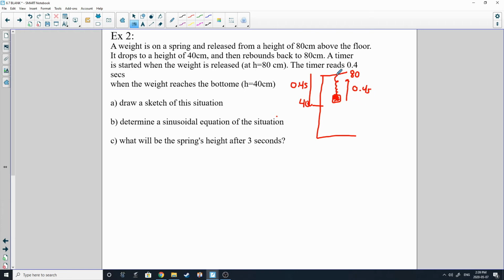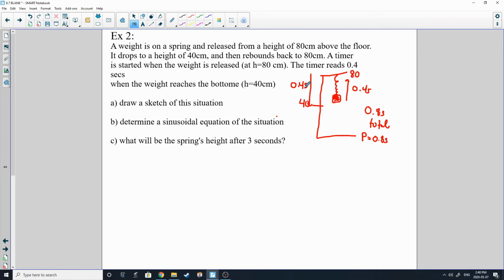Which means that in total, to get from where it started down here and then back to where it was, it takes 0.8 seconds total, start to finish. Now that's important because that would be one full cycle. One full cycle would be starting and then getting back there. Okay, now we know that that would be our period. So our period is 0.8 seconds.